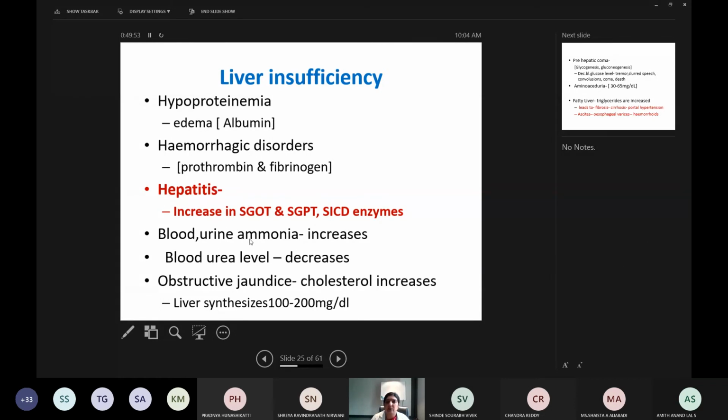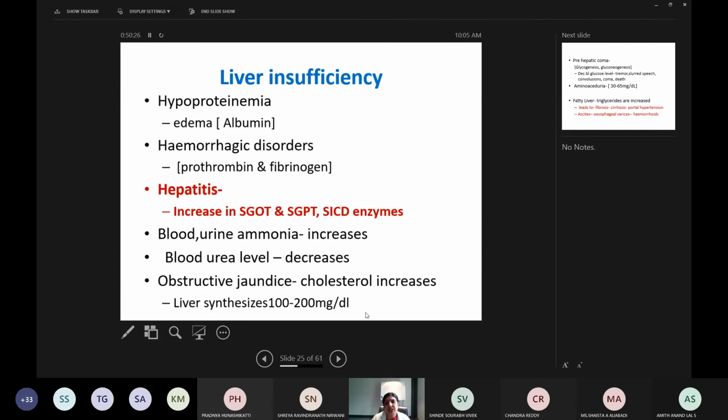As I told you, ammonia gets converted into urea in the hepatocyte. So if this conversion does not occur because of liver disease, then the ammonia level will increase, meaning blood ammonia level and urine ammonia level will increase, whereas blood urea level decreases because there is no synthesis of urea from ammonia. That's why the urea level decreases.